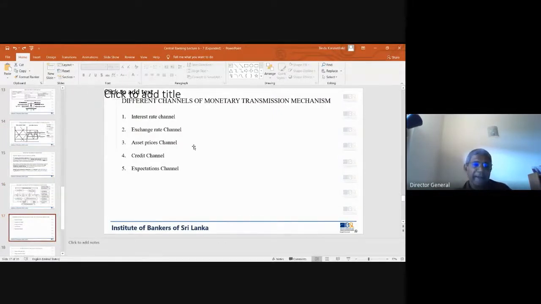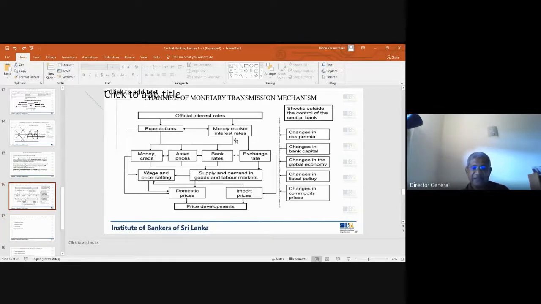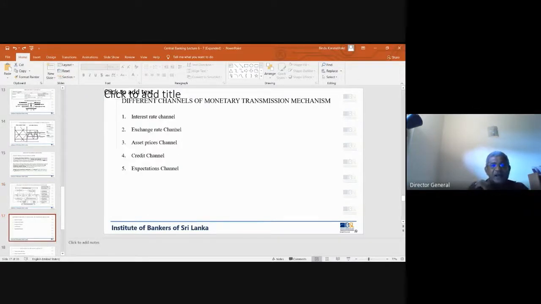These are different channels: interest rate channel, exchange rate channel, asset price channel, credit channel, expectation channel. These are the basic channels. As I said, this bank rate is the interest rate channel. This is the expectation channel, meaning expectations are coming directly from there to this. You have a link like this: credit channel, asset price channel, or the wealth channel, as I said. This is the interest rate channel. This is the exchange rate channel. All these channels are here. I think you are required to understand these channels.